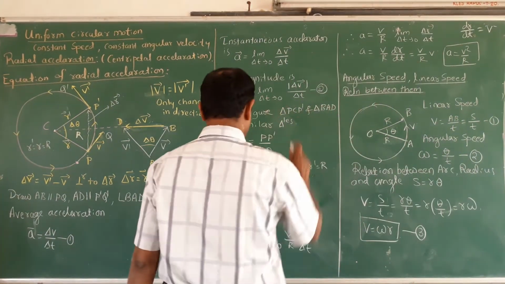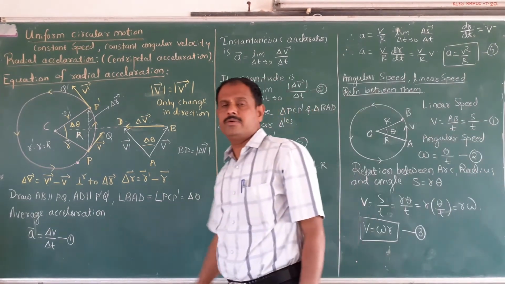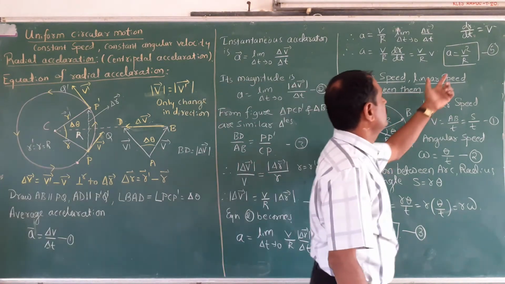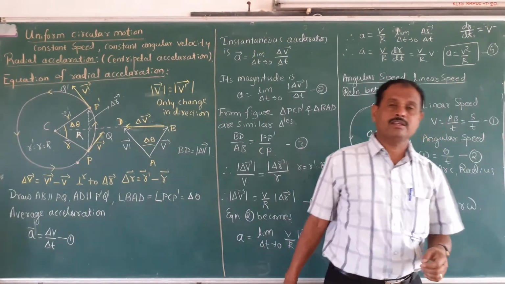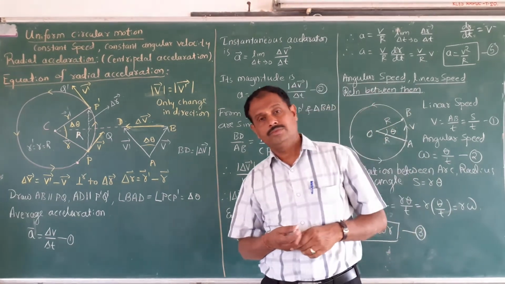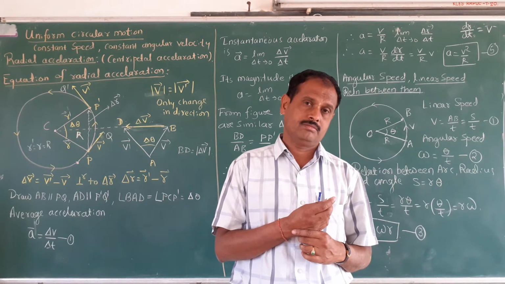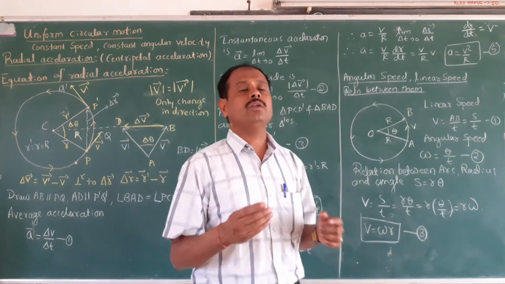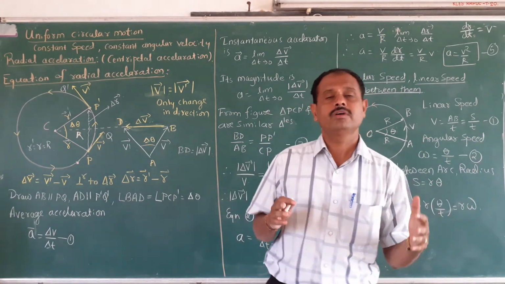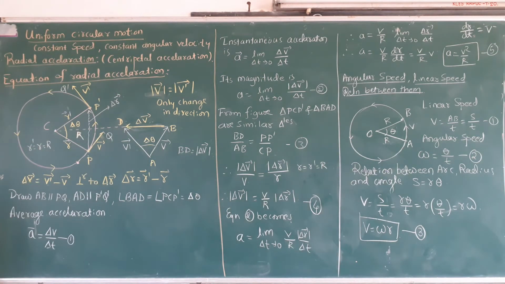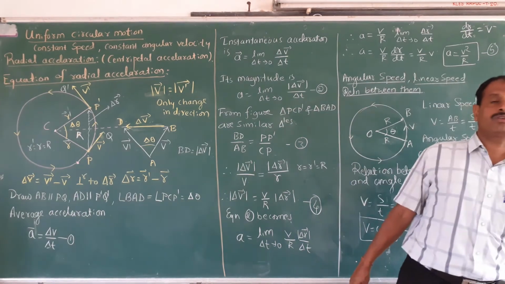Now this is equation number 2, this is equation number 3, this is equation number 4, and this is equation number 5. One of the very important equations is the equation for the radial acceleration or centripetal acceleration. What is the direction of the radial acceleration? The direction of the radial acceleration is along the radius of the circular path toward the center of the circular path and perpendicular to the tangent drawn at any point on the circular path. This is a very important concept.